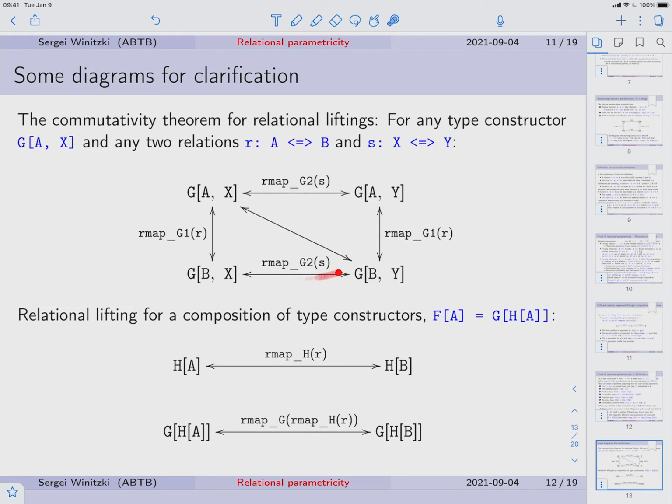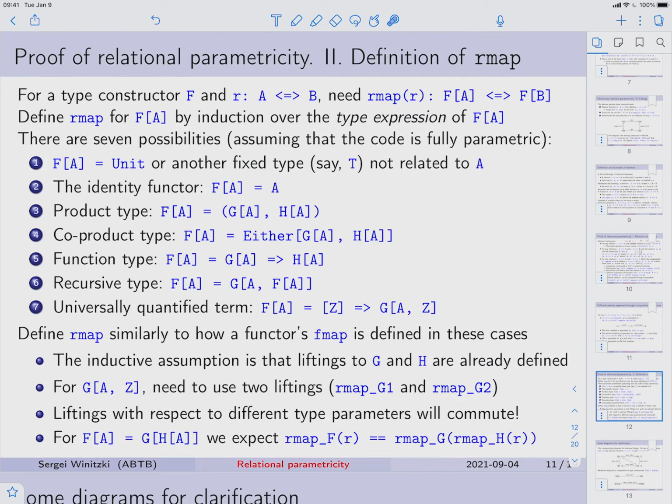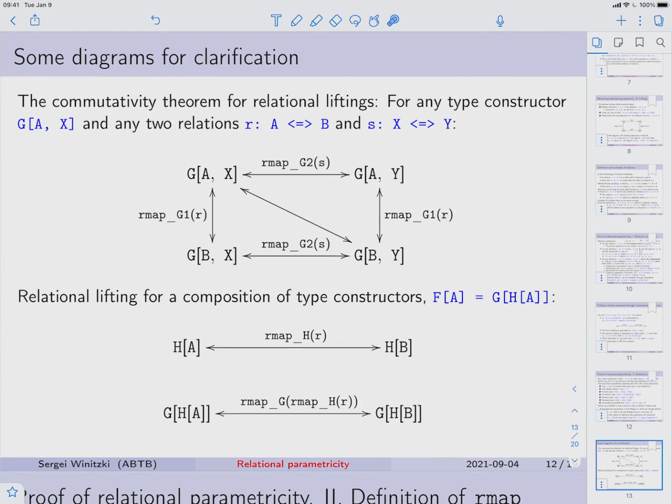This is a diagram that illustrates the commutativity theorem for liftings. Now, this is a theorem that needs to be proved together with defining the lifting, because it uses the same induction on the structure of G. Here is the diagram that illustrates how that works. Suppose you have a type constructor G of A, X, and you have two relations, between A and B and between X and Y.